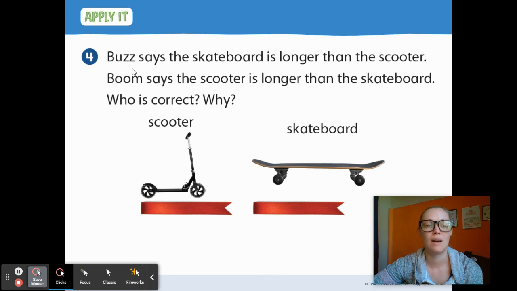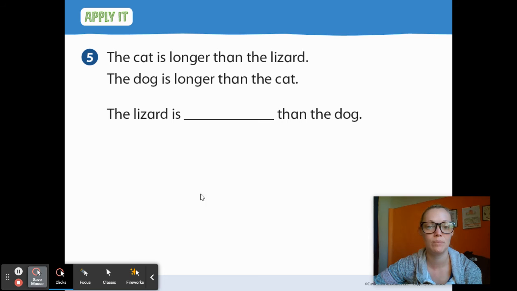This one, problem number 4, Buzz says the skateboard is longer than the scooter. Boom says the scooter is longer than the skateboard. Who is correct? So you're basically figuring out which one is actually longer. And is Buzz correct because he said the skateboard is longer, or is Boom correct because he said the scooter is longer? Use that ribbon to help you know which one's longer. You can go back and do that one.